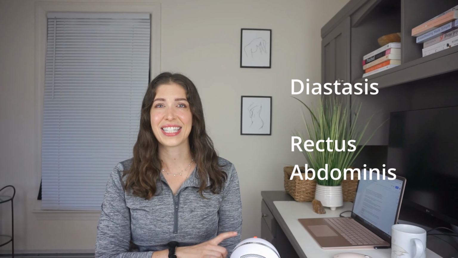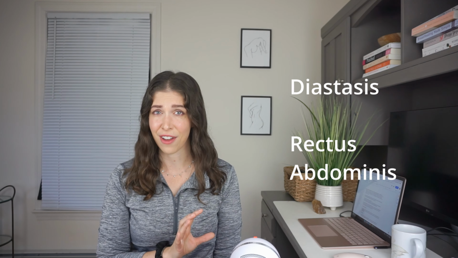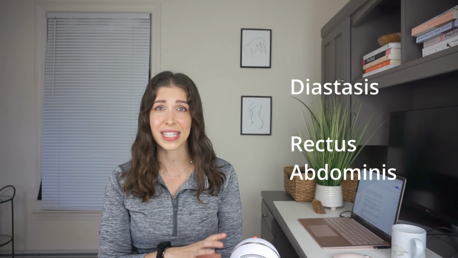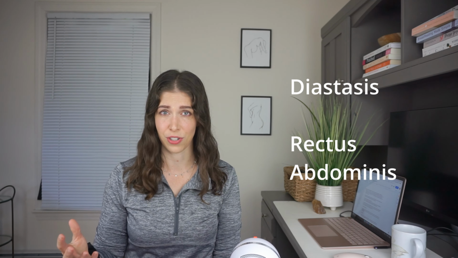Today we are talking about DRA. What does it mean? What does it look like? What's normal? When should you seek out treatment? And what options are available to you? DRA stands for Diastasis Rectus Abdominis. Diastasis, also pronounced diastasis, means a separation. Rectus abdominis is one of your abdominal muscles. This condition also goes by the name DR or just diastasis recti.